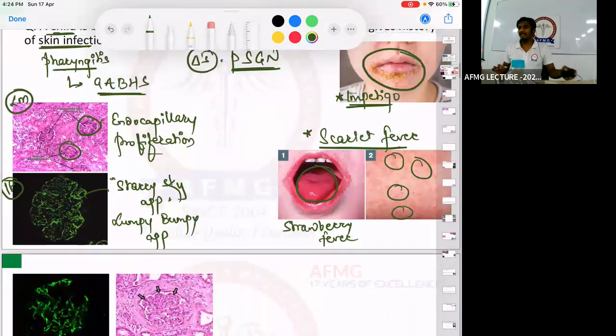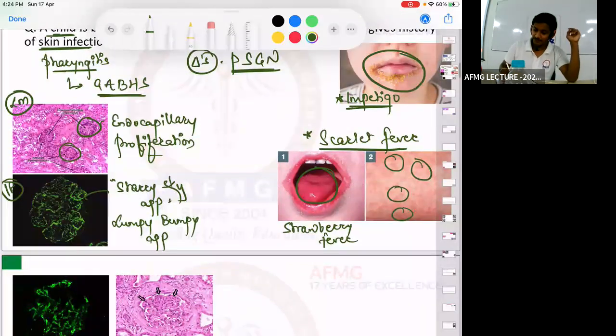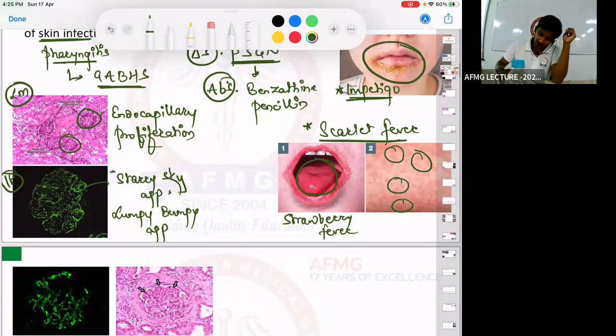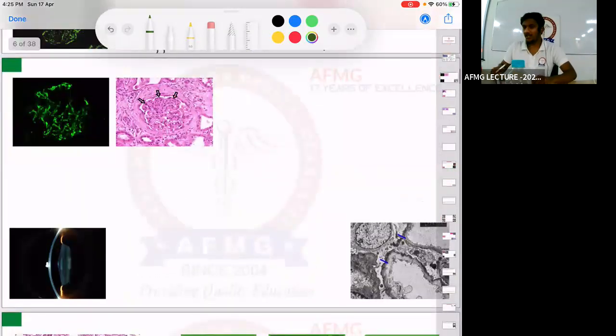Now please remember, PSGN में treatment क्या लोगे? What is the treatment? Right, it is an infection, so the treatment would be antibiotics. Which antibiotic? Benzathine penicillin. So drug of choice for PSGN is benzathine penicillin. No issues with PSGN now. Done. Very good. Moving further, talking about the next condition.